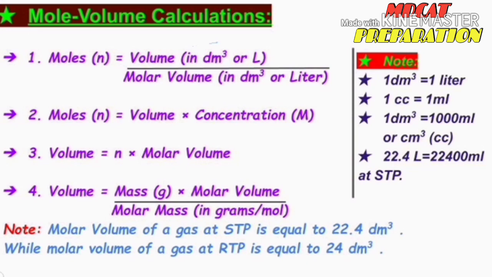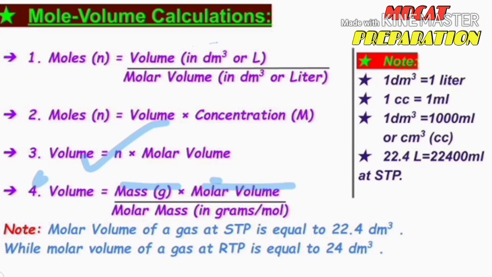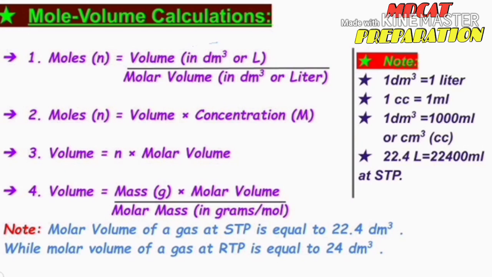Number 4: this formula is derived from equation number 3. In number 4, volume is required if mass is given in gram, multiplied by molar volume, divided by molar mass in gram per mole. In this case, mass, molar mass and molar volume, which is a constant, are given and volume is required. So we can easily find it by putting the value of mass which is given, molar volume which is constant at STP, and molar mass which is also constant for a given gas. So we can easily find volume by this formula.